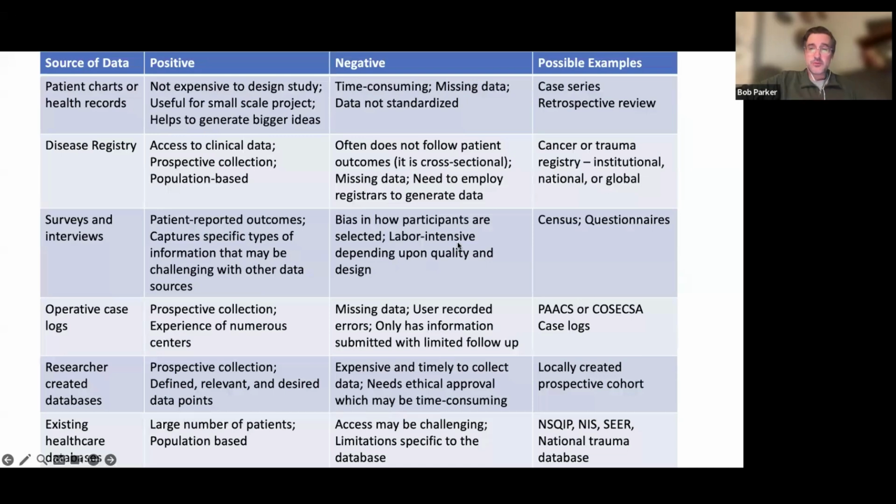Then another source of data is research-created databases. So this is prospective collection where you have defined, relevant, and desired data points that you want to look at and you collect them. This can be more expensive and timely to collect the data. It requires a lot more work and effort. So you might need data collectors or assistants to help with that.